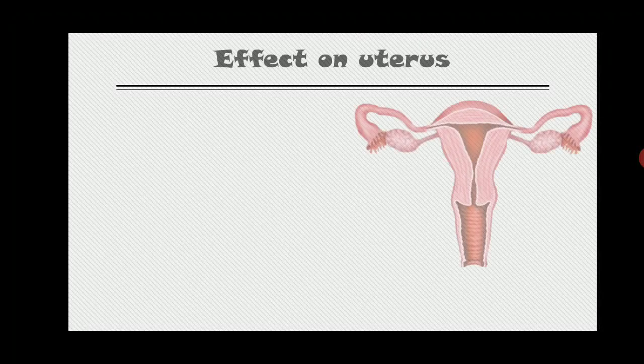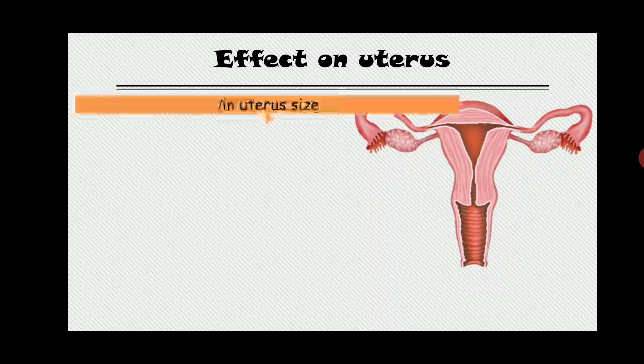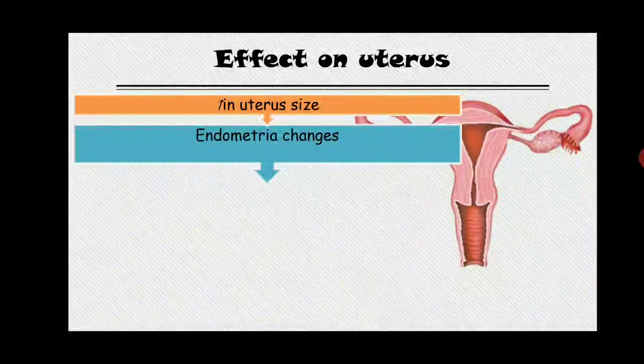Hello friends, in this lecture we are going to understand the effect of estrogen over the uterus. So let's get started. Effect on uterus. As far as estrogen is concerned, it basically proliferates the growth of the uterus. It increases the size of the uterus by making changes in the endometrium and myometrium.